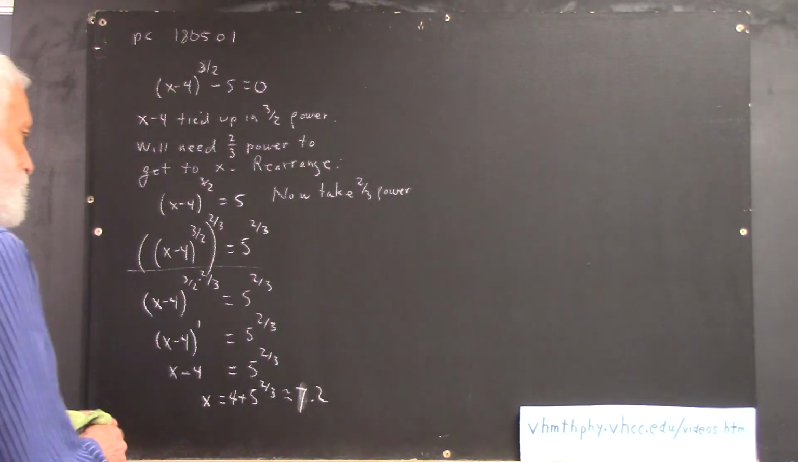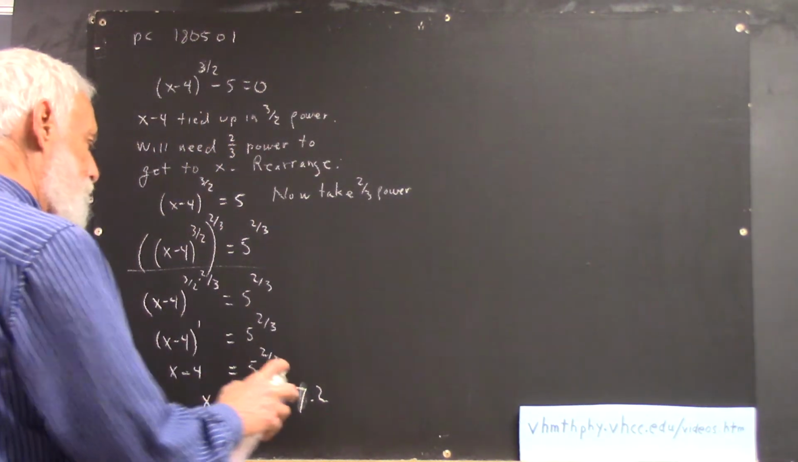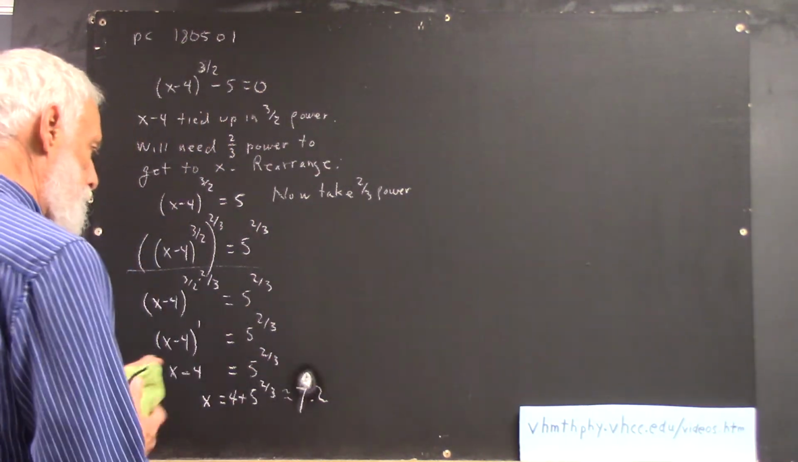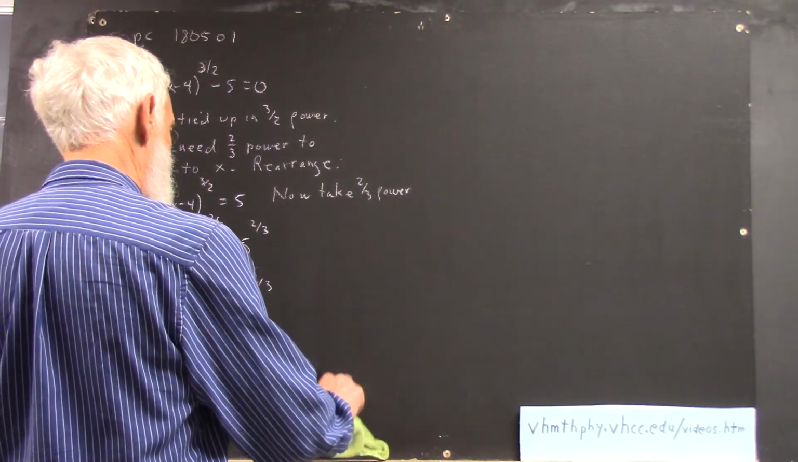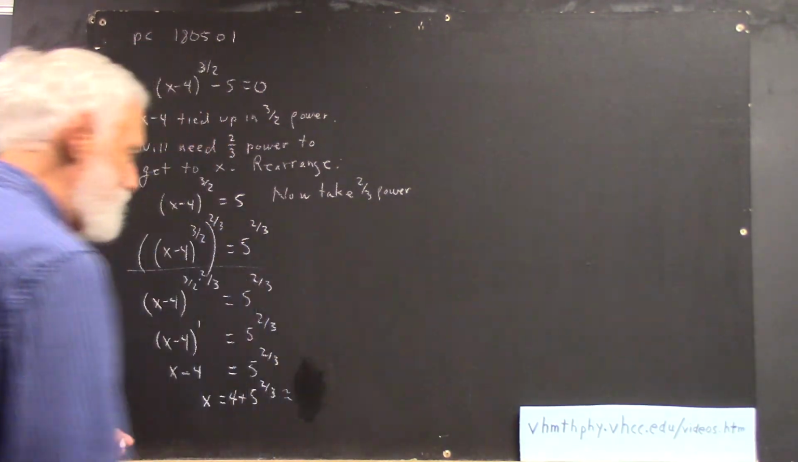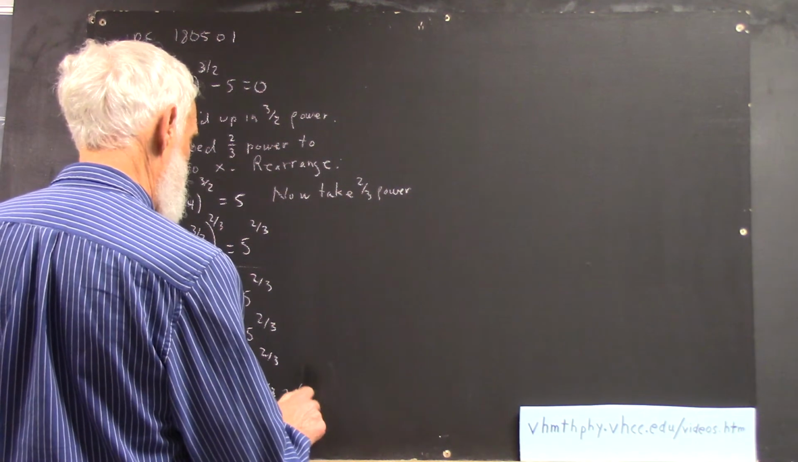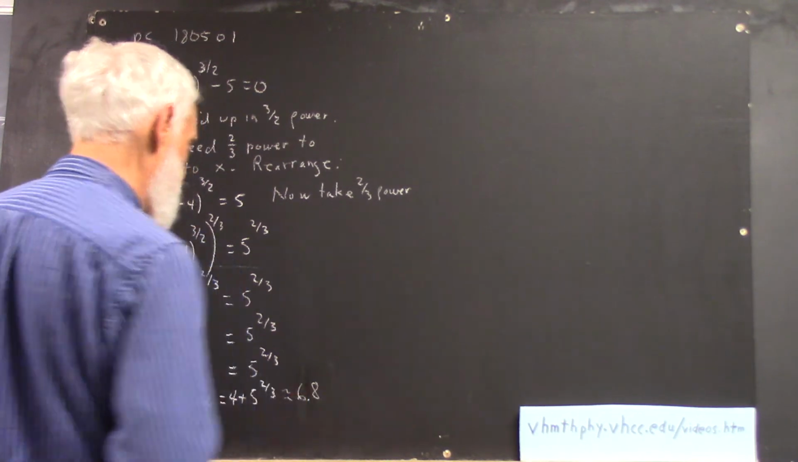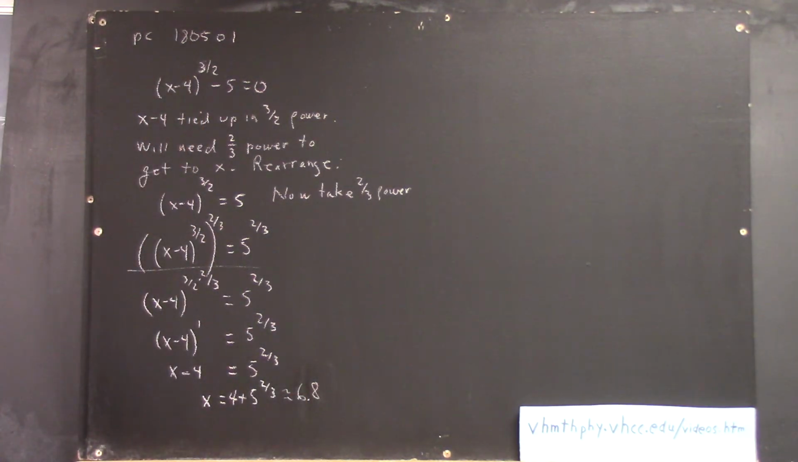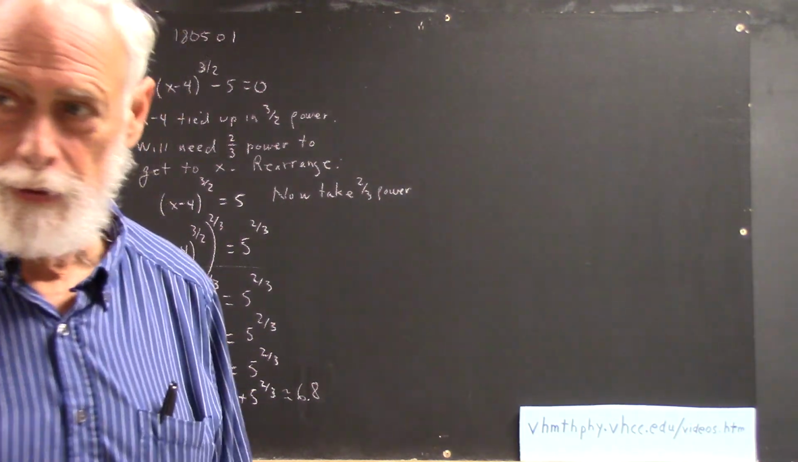I've been ignorant. 5 squared, I won't even tell you what I did. If 5 squared was 10, I might have been close. Okay, 5 squared is 25, and the 1/3 power of 25 is about 3. But it's a little less than 3. So 6.8 would be my estimate. I got 6.9. Actually, 6.9 would have been my estimate, but I didn't want to show off.